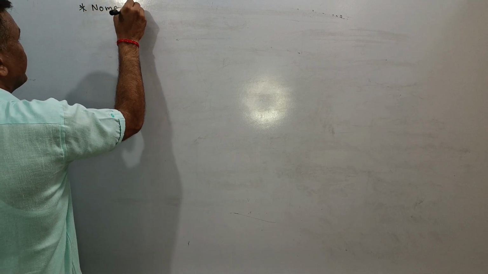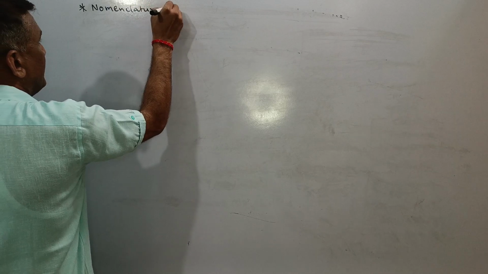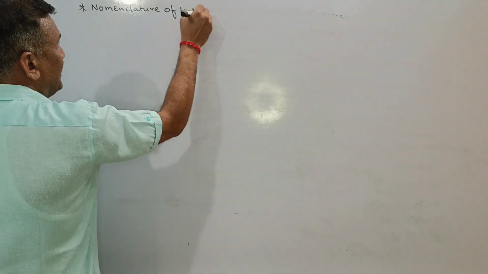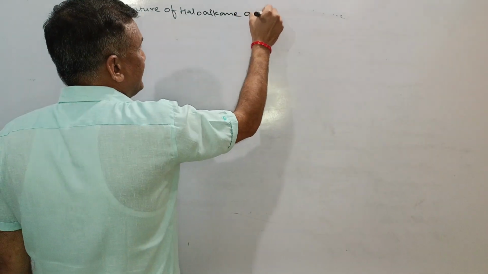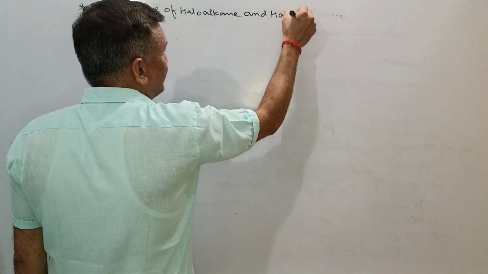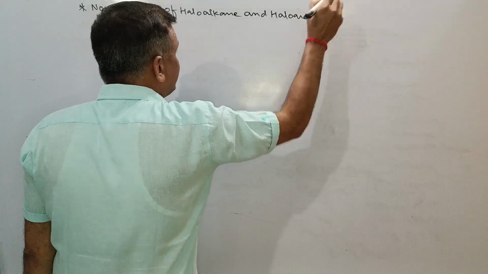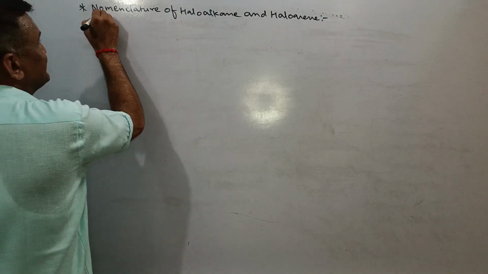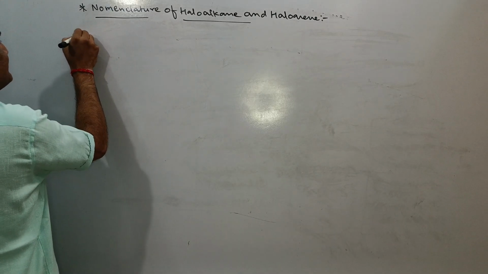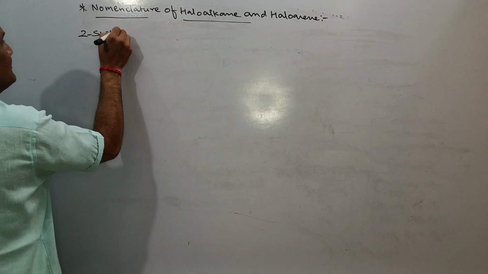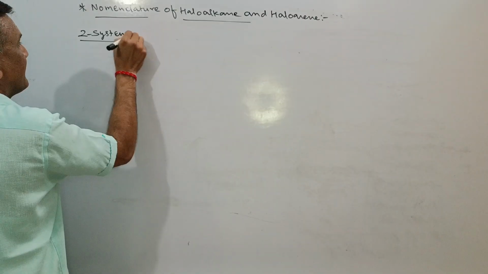nomenclature of haloalkane and haloarine. First of all, we'll go with the system of the nomenclature. There are two types of the system, two systems regarding nomenclature.